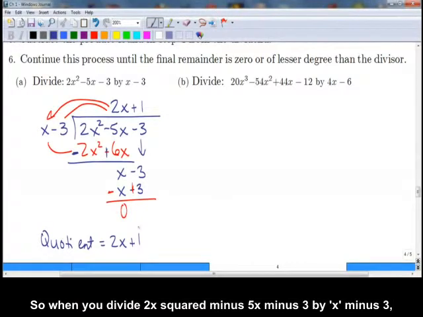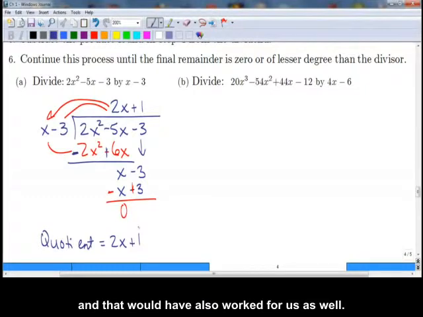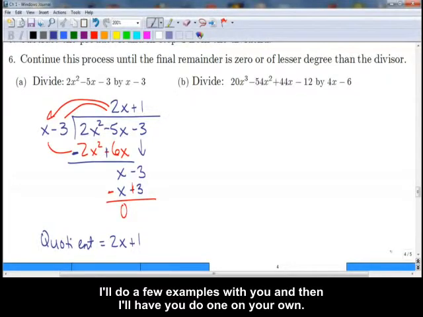So when you divide 2x squared minus 5x minus 3 by x minus 3, we end up with 2x plus 1. And this is a case where we could have technically factored and simplified, and that would have also worked for us as well. So we are going to try another example here. I'll do a few examples with you, and then I'll have you do one on your own.